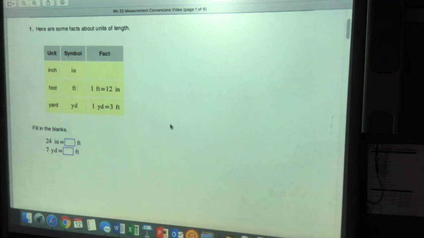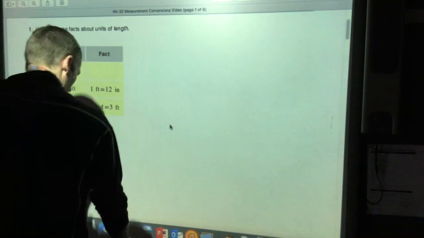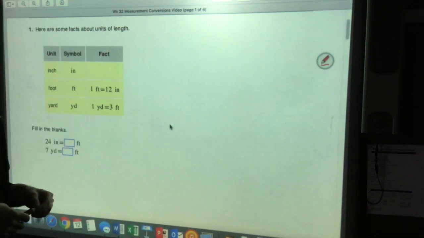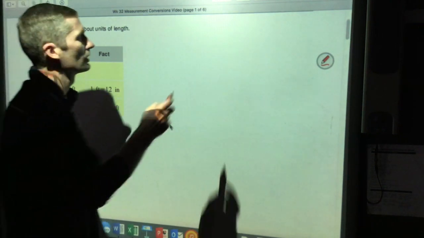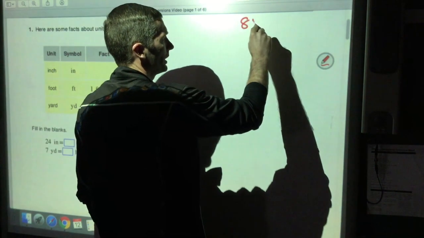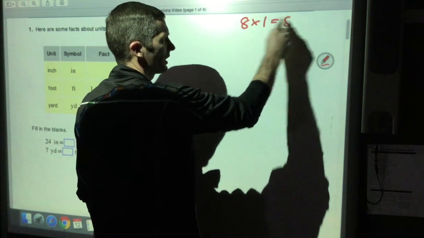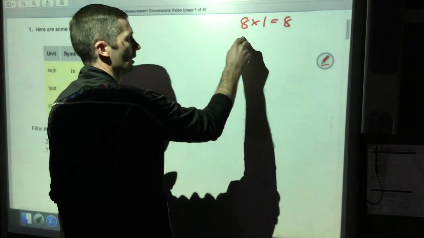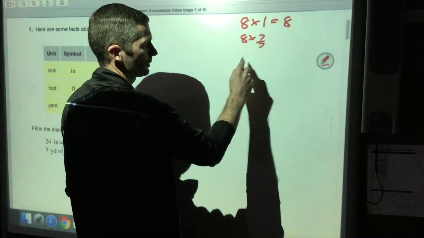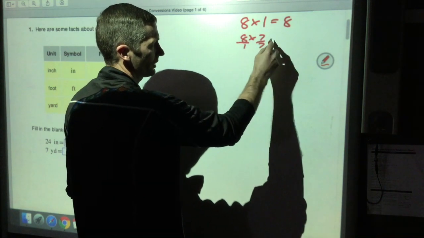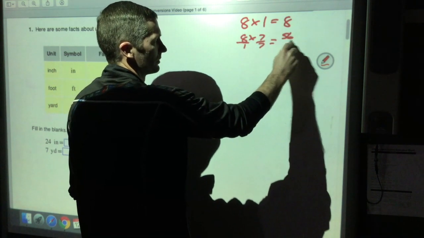All right, let's do converting measurements homework. We're going to use dimensional analysis, factor labeling, whatever you want to call it, over and over. So a couple basics for that is anytime you multiply a number by 1, it's going to give you that number. Okay, so 8 times 7 over 7, well, that's similar to 1. So 8 times 7 over 7 is still 8.